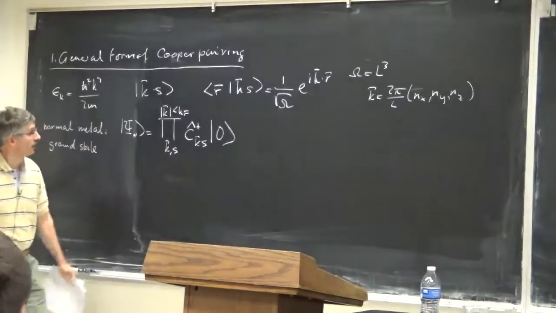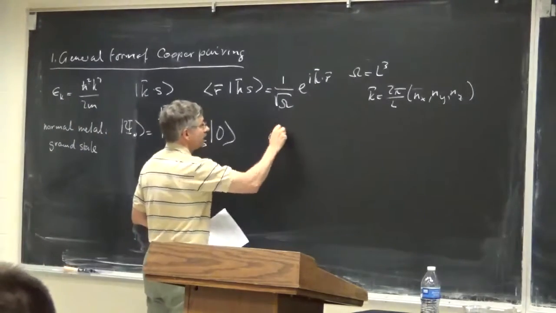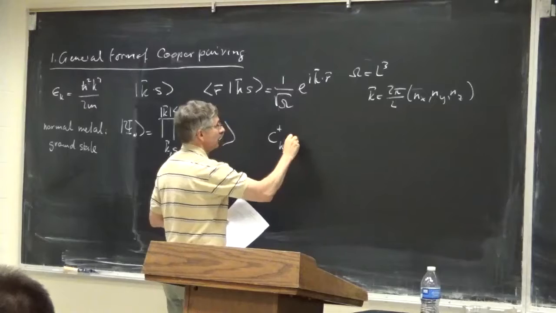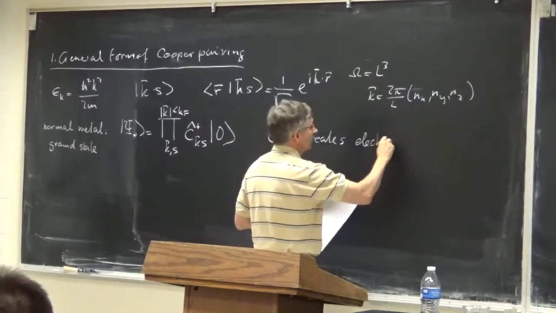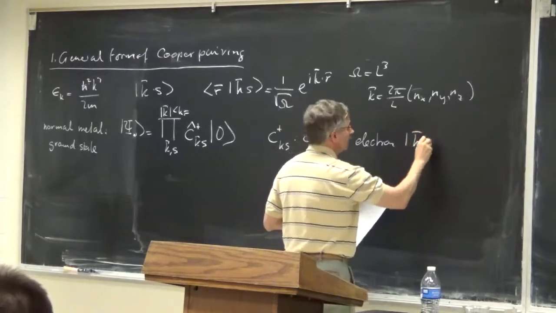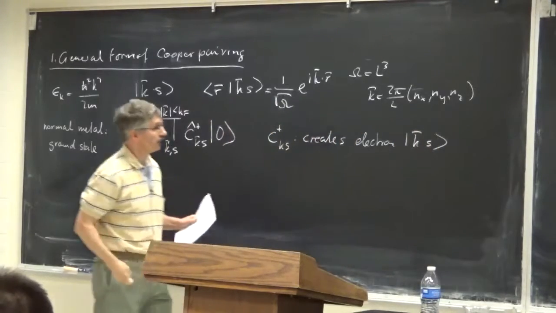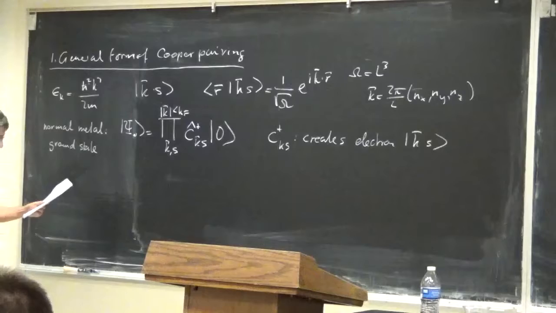And so c dagger k s creates an electron in this state with a wave vector k and the spin s.